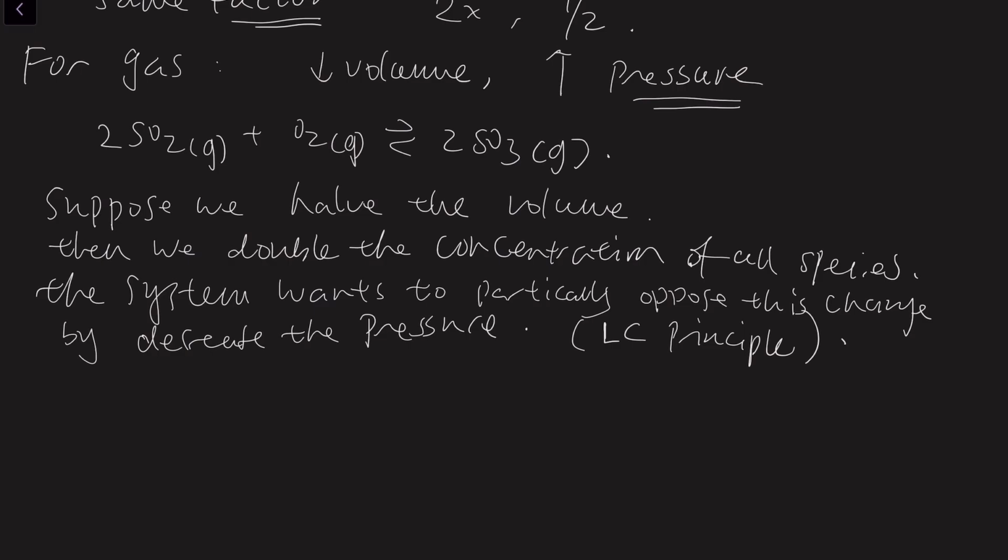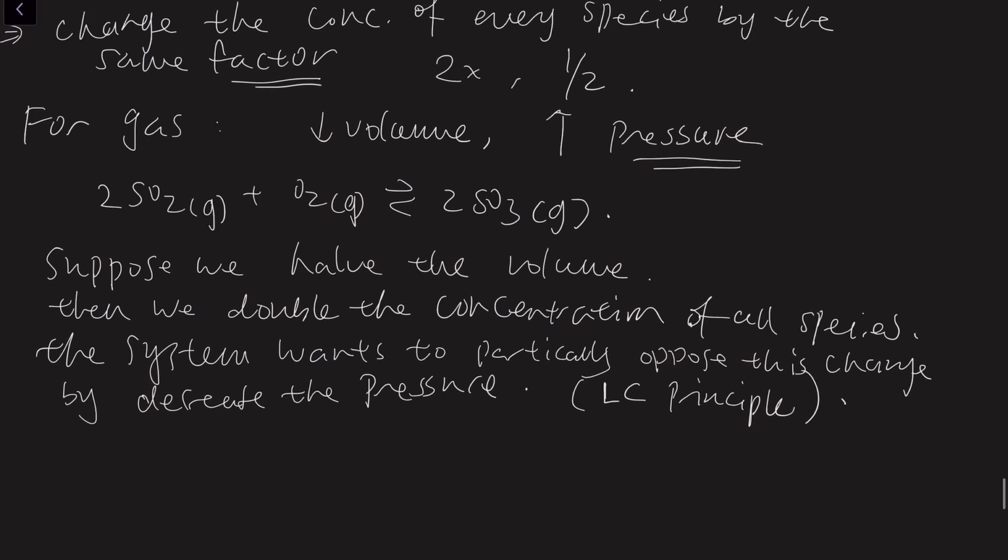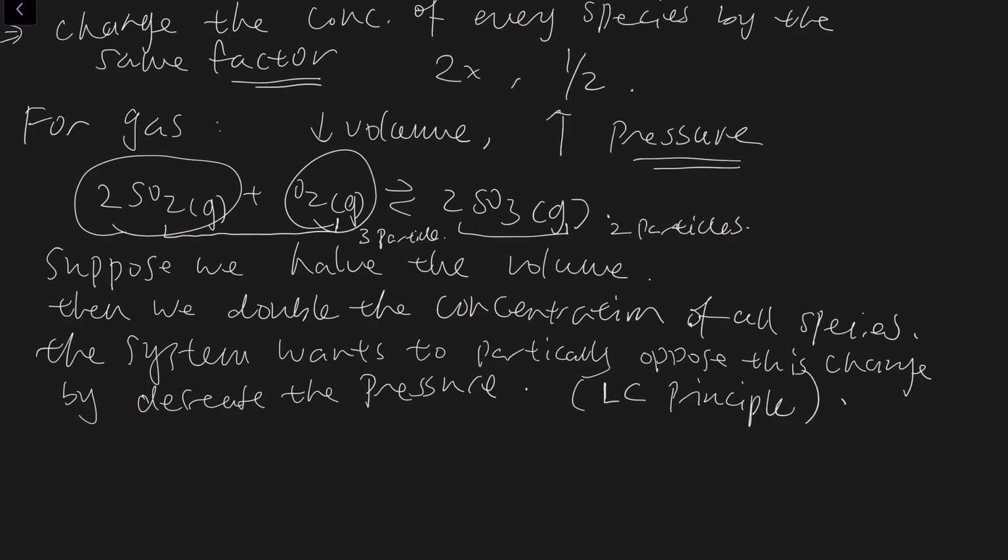How do you decrease the gas pressure in this instance? Well, let's have a look. The reactant side has 3 particles. The product side has 2 particles. Why does the reactant side have 3 particles? You have 2 SO2 gas molecules and 1 oxygen gas. So 1 plus 2 is 3. And here you just have 2 SO3.